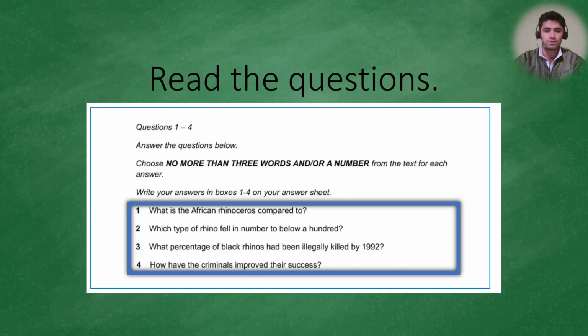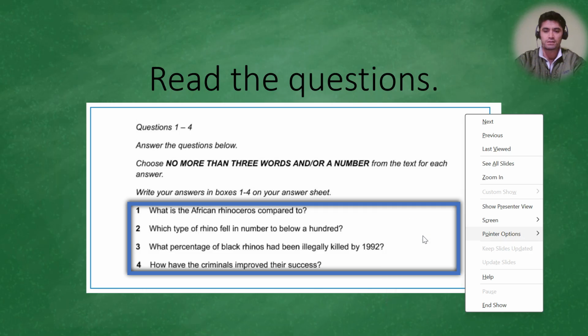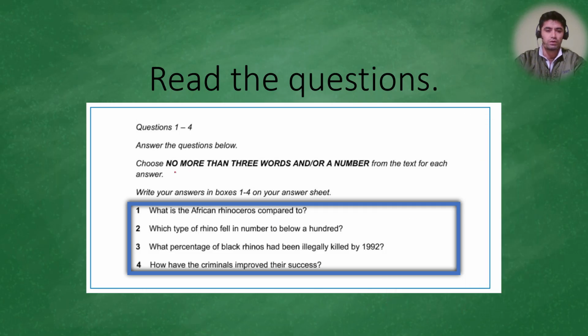So here are the questions for the following small passage. We're going to see it later. Now, before we check the reading passage, let's take a look at the questions. Always before we get down to read the questions, we have to check the instructions first. Here the instruction says choose no more than 3 words or a number from the text for each answer. So the word limit for these answers is 3 words.